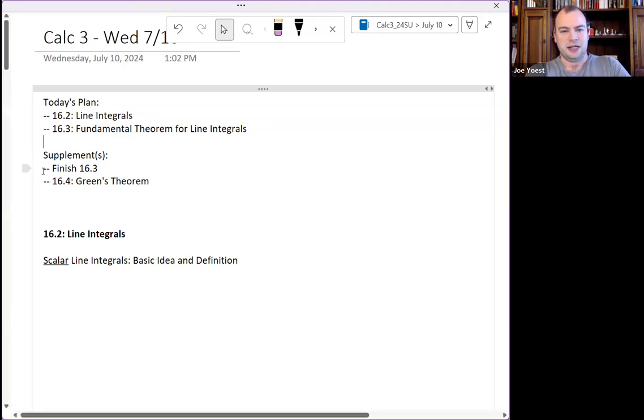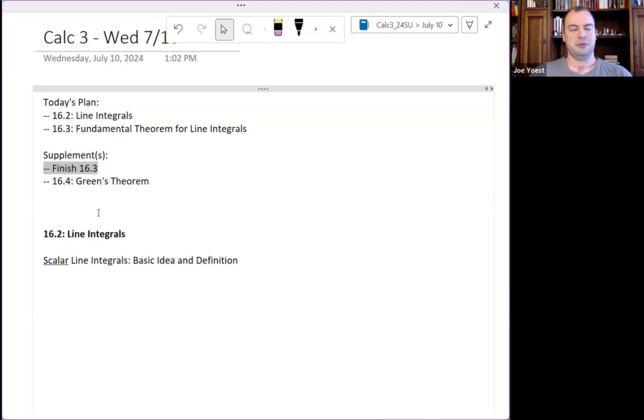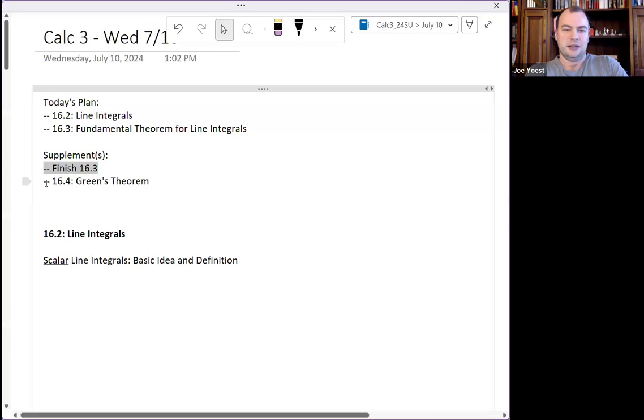So I'm hoping to get a decent bit of the way through 16.3 today, hit the really high points, and then maybe talk about some side notes, some applications, some examples in a shorter supplement, maybe under an hour or so, and then also discuss Green's theorem in a separate supplement. So that is the plan for the rest of the week, and that'll bring us to section 16.4.